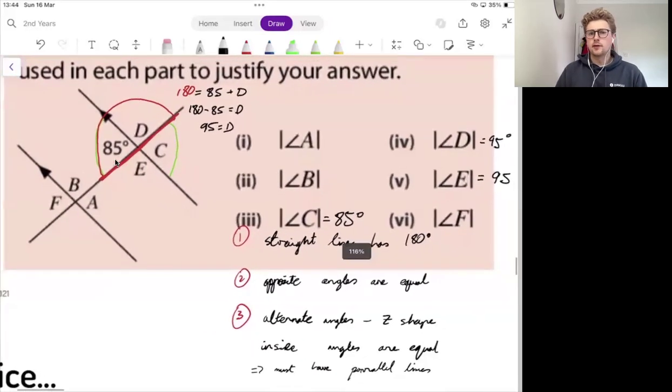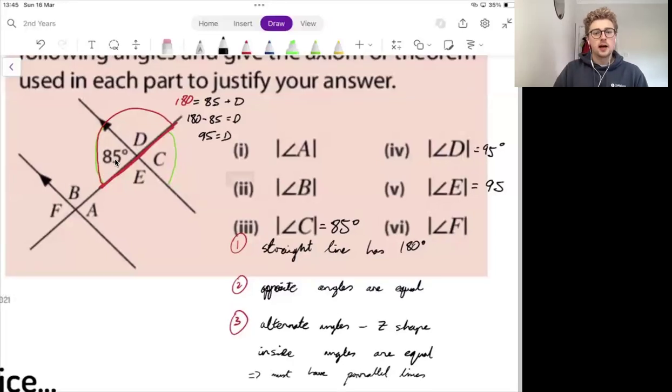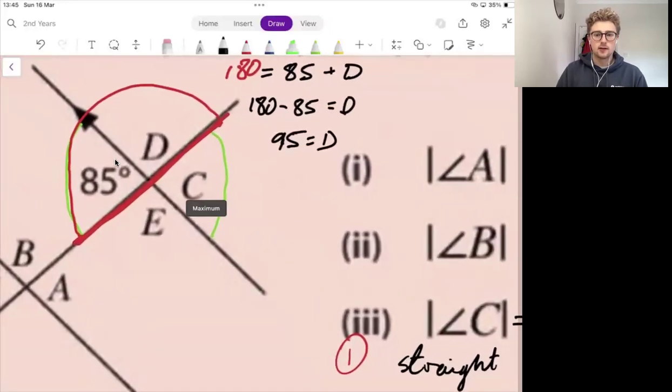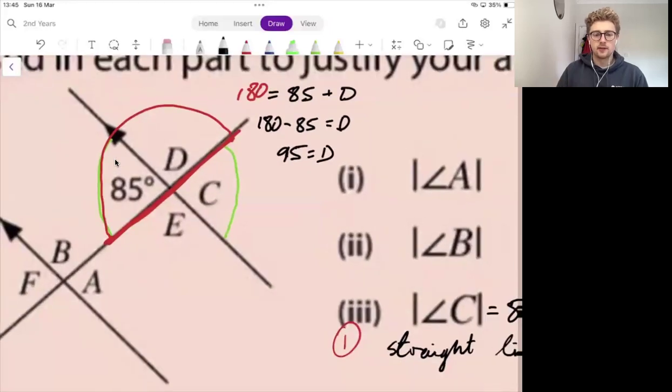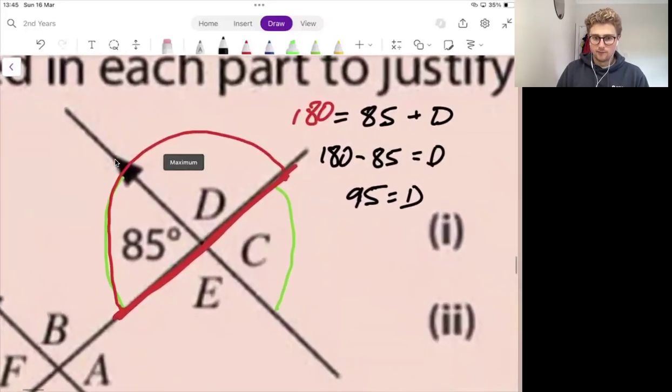Right. Everyone okay up to there? If you're not okay, that's okay. You should say it to me if you're not sure thus far. Yeah, all good. Not too sure. Okay, so Sue, are you okay with the angle C being 85? Yeah, okay, you're okay with the angle C being 85. Are you okay with the angle D being 95?